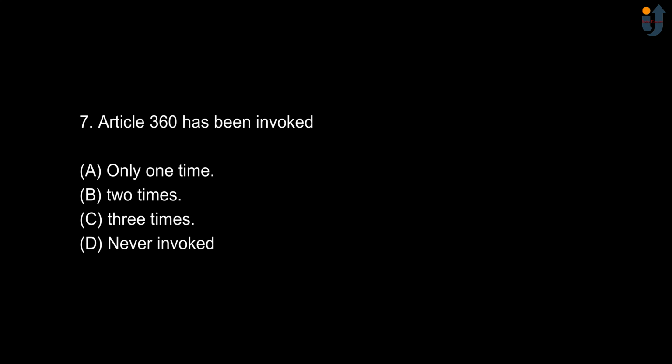Next. Article 360 has been invoked option A, only one time, option B, 2 times, option C, 3 times, and option D, never invoked. And the correct option is option D, never invoked.